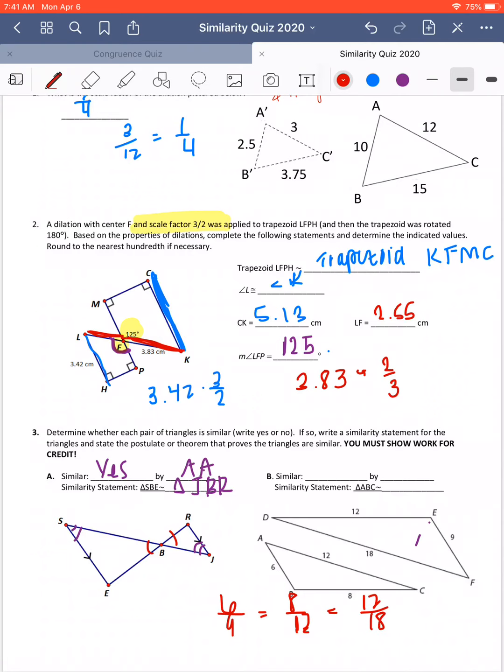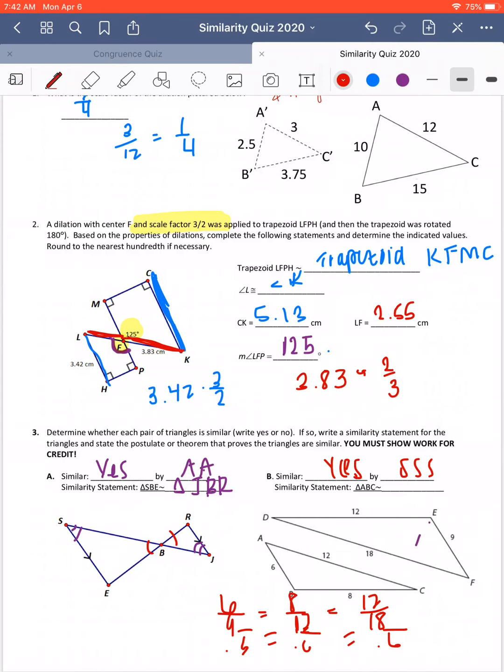So in my calculator, I do 6 divided by 9, which is 0.6 repeating. 8 divided by 12 is 0.6 repeating. And 12 divided by 18 is 0.6 repeating. So they are equal, which means the sides are all proportional. So yes, they are similar by side, side, side. Now remember, with similarity, side, side, side is different than congruent. Similarity, they have to be proportional sides, not congruent.